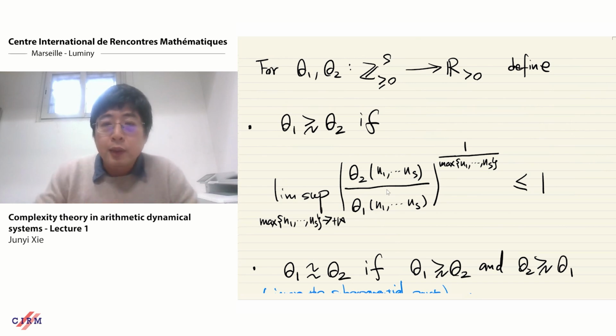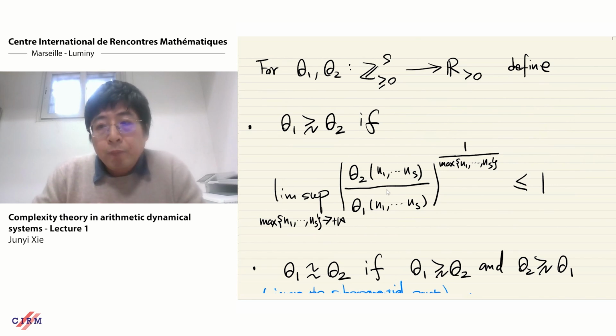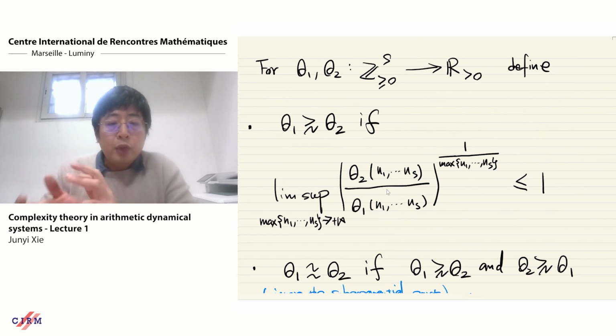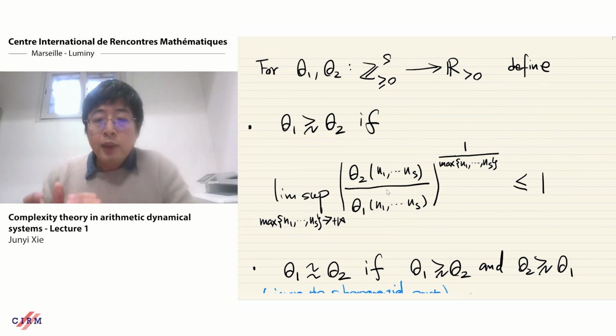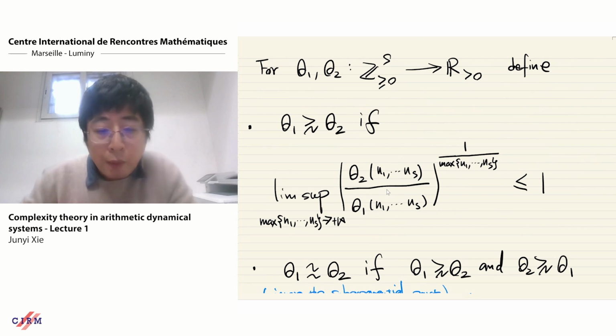So for two functions theta 1, theta 2 from Z_{≥ 0}^s to positive real numbers, we say that theta 1 is larger than theta 2 if this limsup, as max(n_1,...,n_s) tends to infinity, of theta 2 over theta 1, and then you take the root of max(n_1,...,n_s), is less than or equal to 1. And we say theta 1 and theta 2 are almost equal if theta 1 ≥ theta 2 and theta 2 ≥ theta 1.